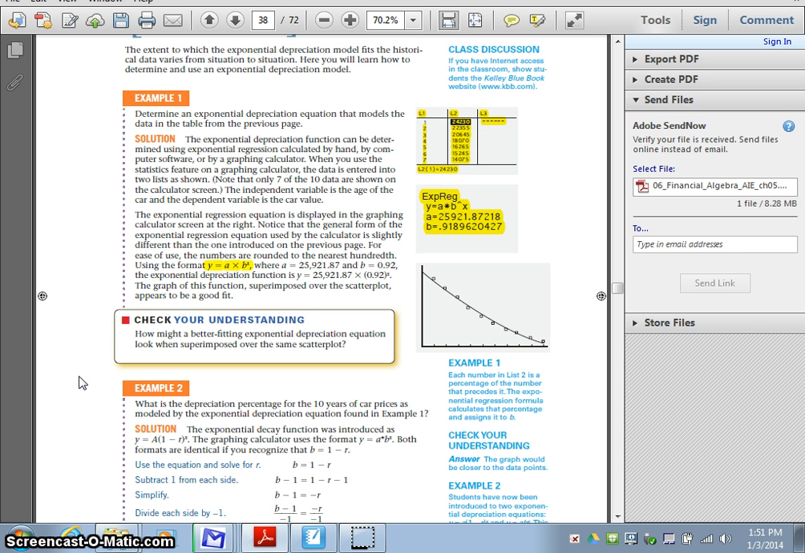So the check your understanding says, how might a better fitting exponential depreciation equation look when it's superimposed? Well, you can see on this particular graph, and I'm sorry I can't highlight or actually even draw on this because it won't allow me on a PowerPoint, that the line is pretty close. It's a pretty good line of best fit, but there are certain points where it goes all the way through, others where it goes above or below. So for it to be a better fit, it simply means that the graph would be closer to the actual data points. All right, let's go ahead and look at the second example.